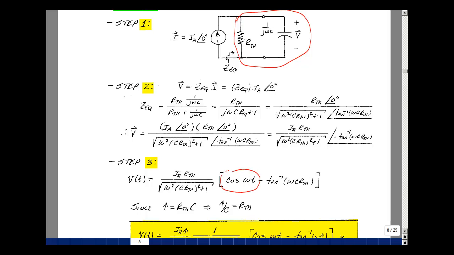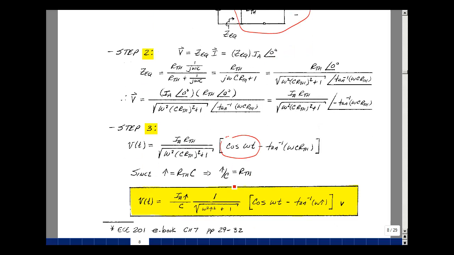In our formula above, we used that tau is equal to R Thevenin times C, or that R Thevenin is tau divided by C. So I have I sub A, and R Thevenin then would be tau divided by the capacitance C. And then we have here omega squared, and then we've got R Thevenin times C, which is tau squared. And then we've got the term right here, which is C times R Thevenin, which is also equal to tau. And this is the same formula we had up on top.